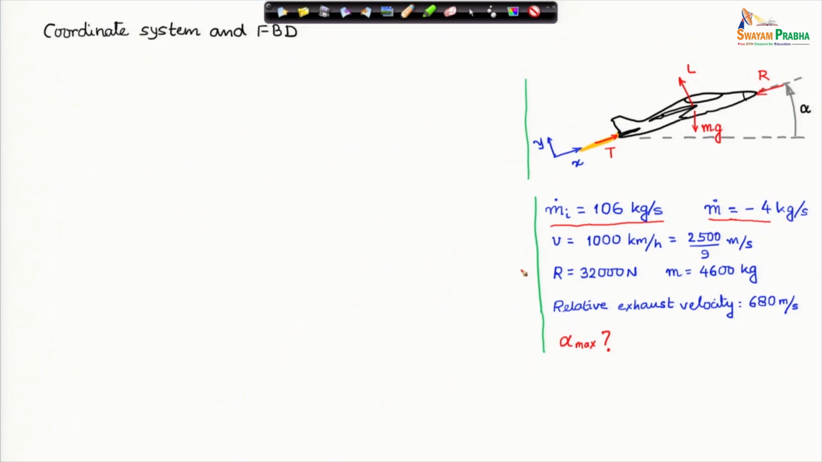Velocity is 1000 kilometer per hour, which I can convert to meter per second. The air drag is 32,000 Newton, mass of the aircraft is given. Now, relative exhaust velocity, this is relative velocity which is specified. We have to calculate this alpha max, the maximum angle of elevation at which the aircraft can fly at 1000 km per hour.